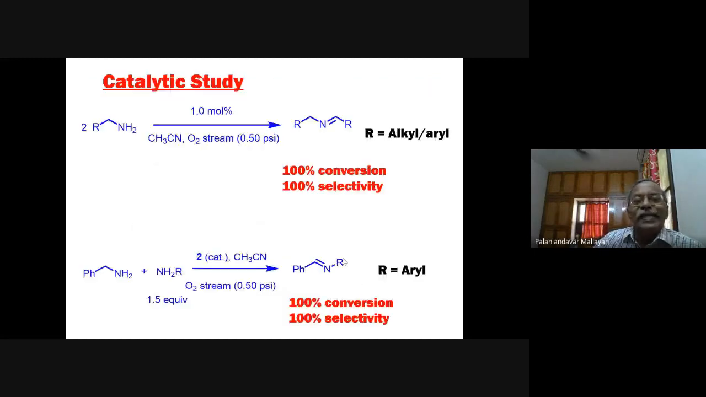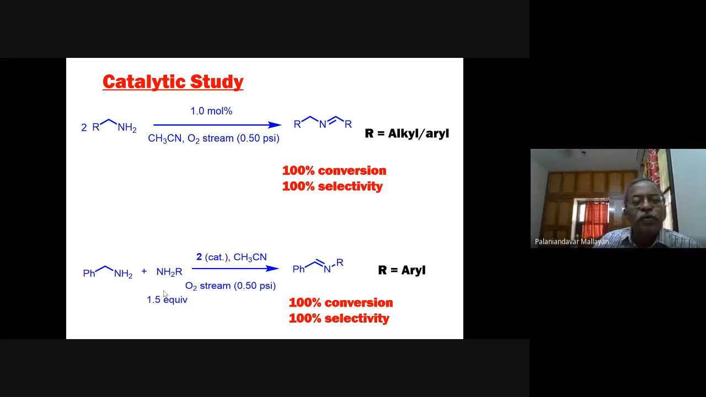So this is the catalytic activity, which I'm trying to point out. Alkyl amines, primary amines, right? In acetonitrile, O2 stream, 1 mole percent of the catalyst, we got this. When we get the aldehyde, that will condense with another mole of the amine to get these amines. 100% conversion, 100% selectivity, as in the enzyme.